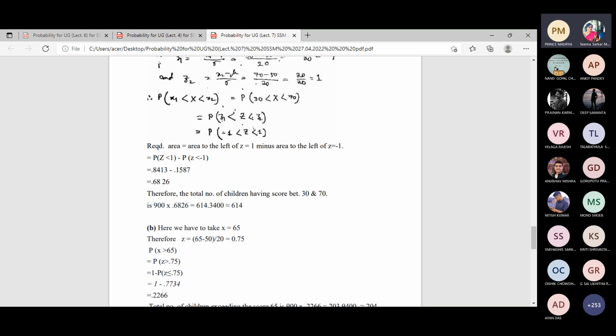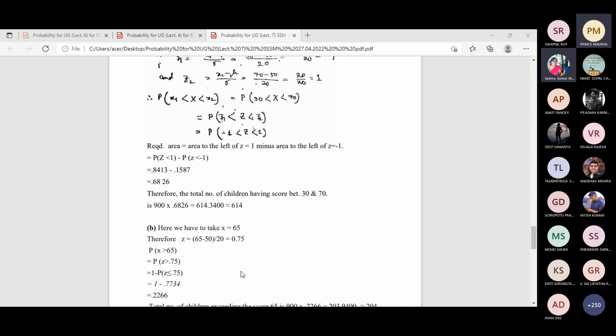I will share the assignment by this week only. By this week I will share the assignment on probability.